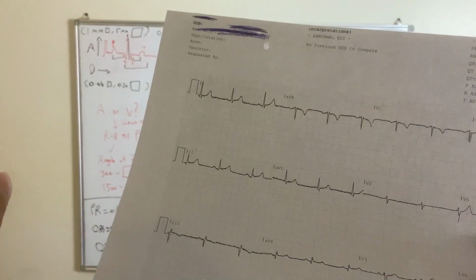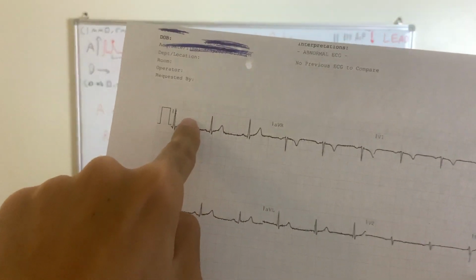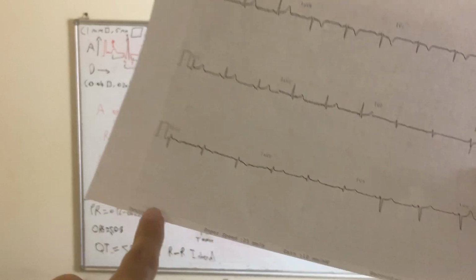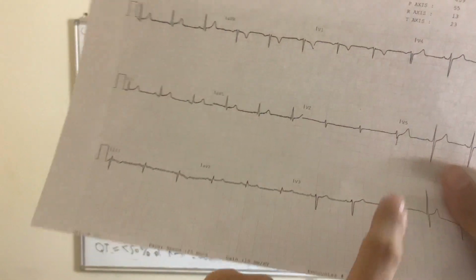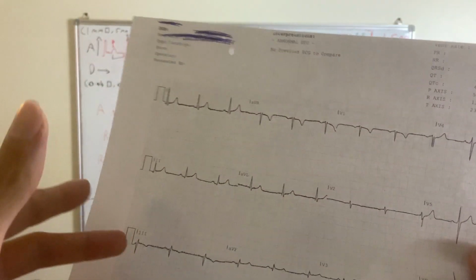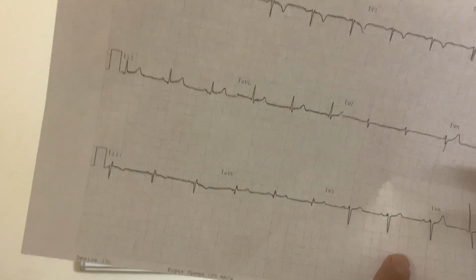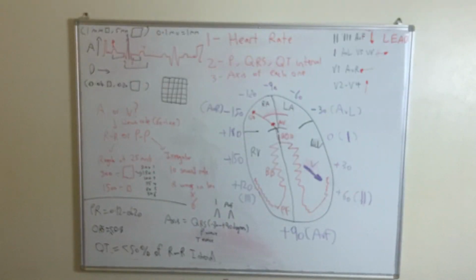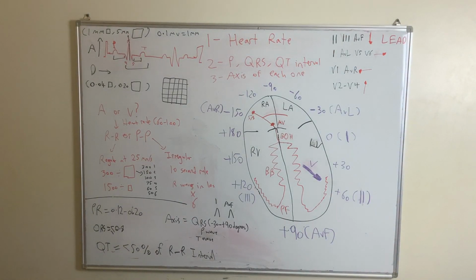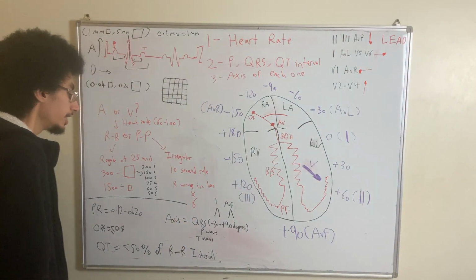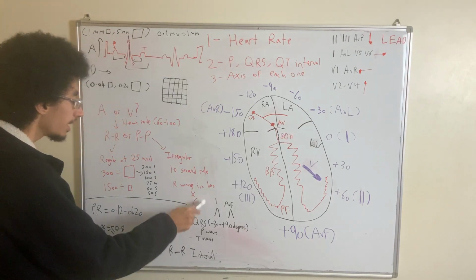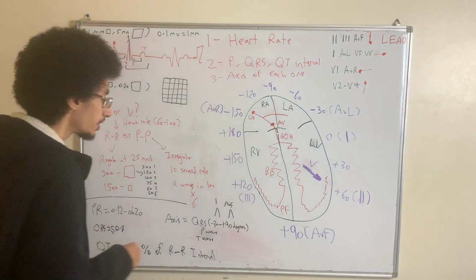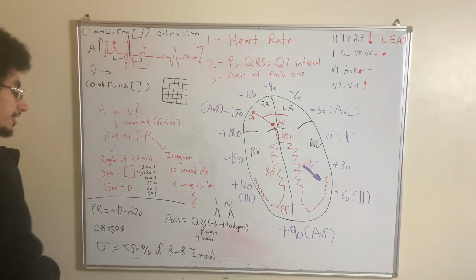What do I do? I count the number of R waves. I count this one and this one and this one till I reach the end. Let's say I have a total of 14 R waves within a 10-second period. What do I do? I times it by 6. Once I times it by 6, it will give me the heart rate in an irregular rhythm. So if you have an irregular rhythm, use the 10-second rule.